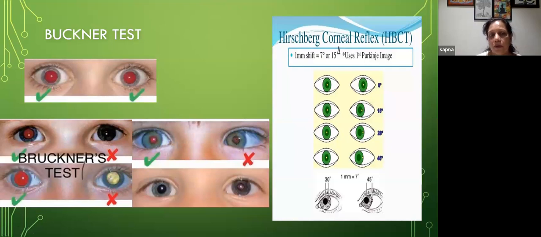You can see from camera photos in which you get the red spot. Sometimes you get it in one eye, sometimes you don't get it in one eye. So if you look closely, they may probably have some small amount of squint.